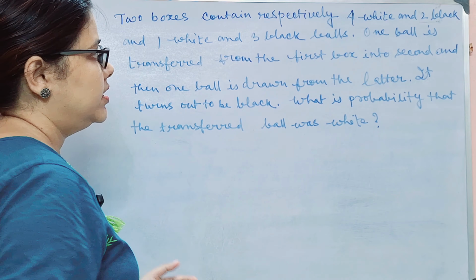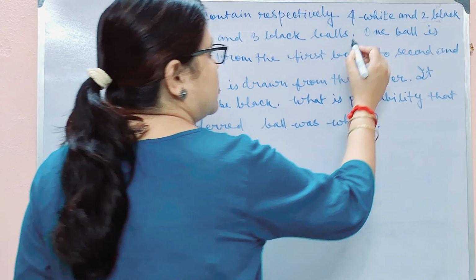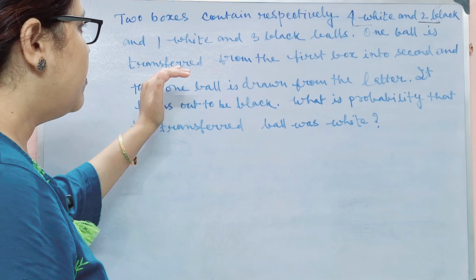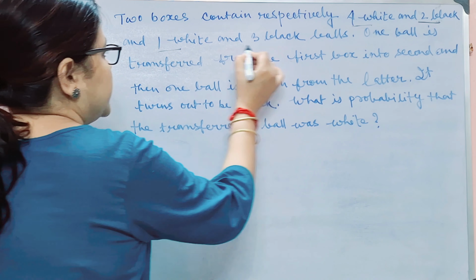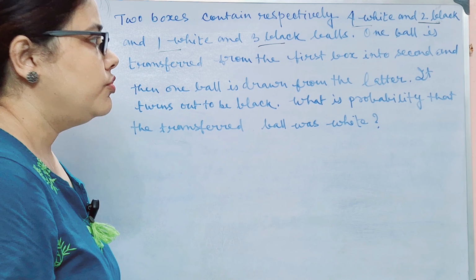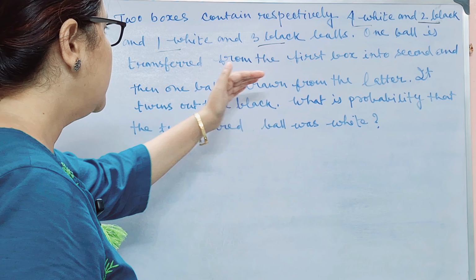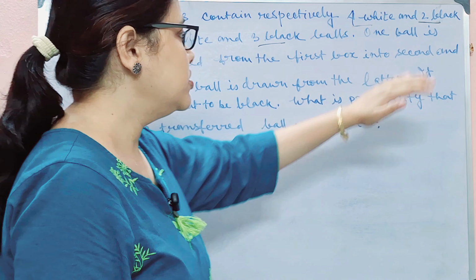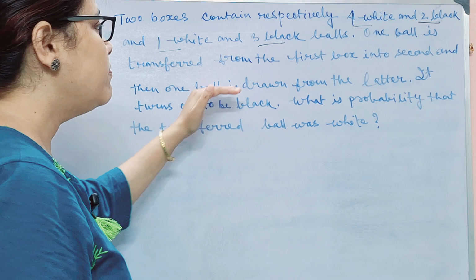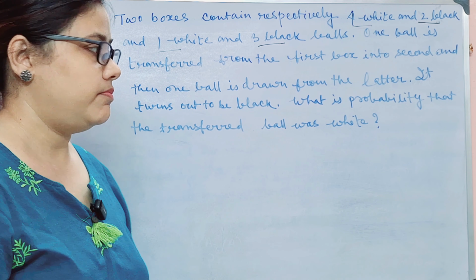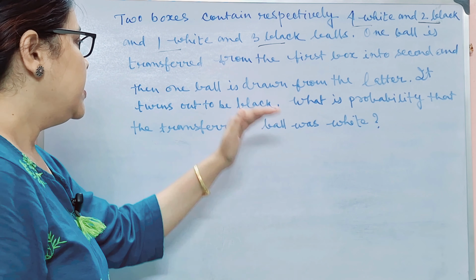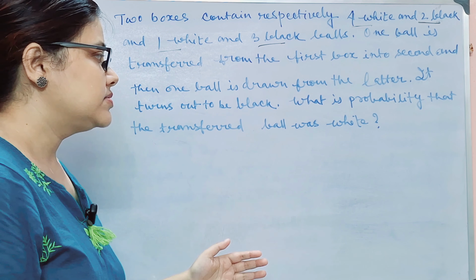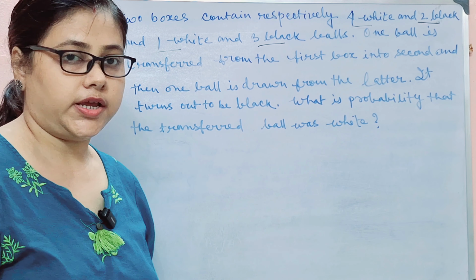2 boxes are there and the first box contains 4 white and 2 black balls. The second box contains 1 white and 3 black balls. Now 2 events are there. One ball is transferred from the first box into second box and then one ball is drawn from the second box. Then it turns out to be black. What is the probability that the transferred ball was white?